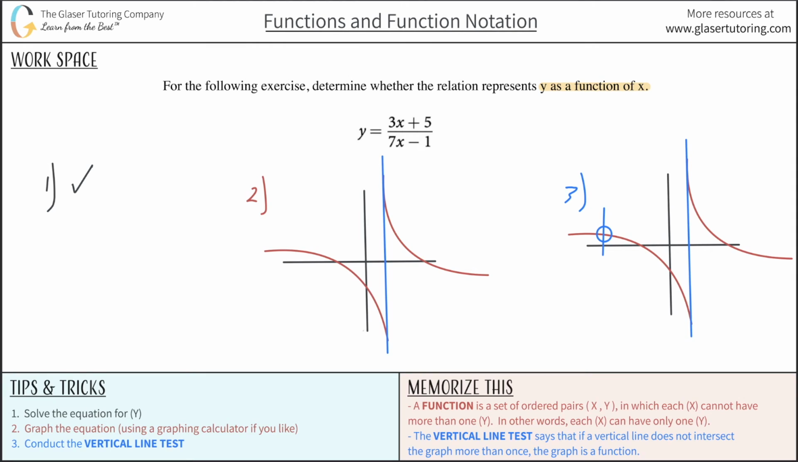And that being the case, it does pass the vertical line test, right? So this is indeed a function. The equation that we were given, the relation that we were given initially, is indeed a function.